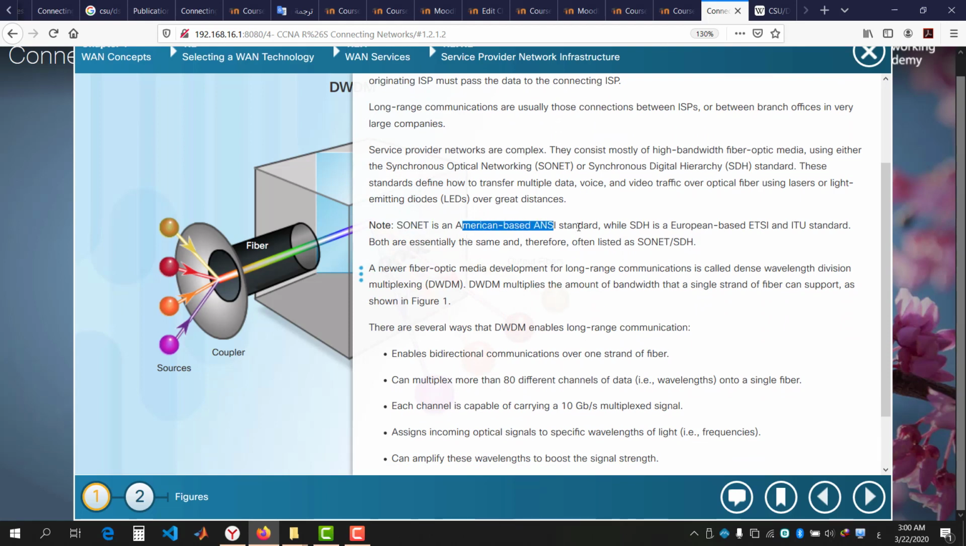SONET is an American based ANSI standard while SDH is a European based standard.